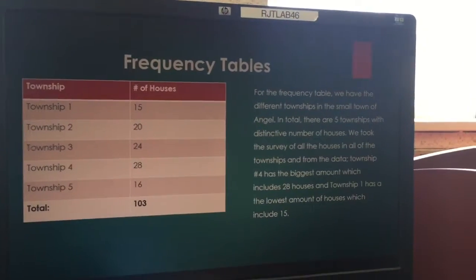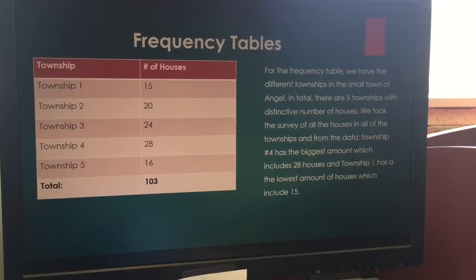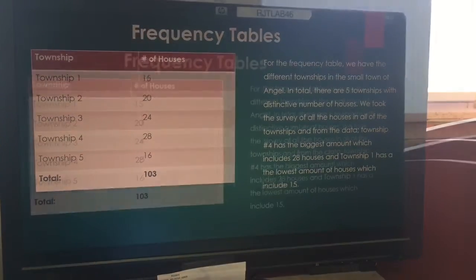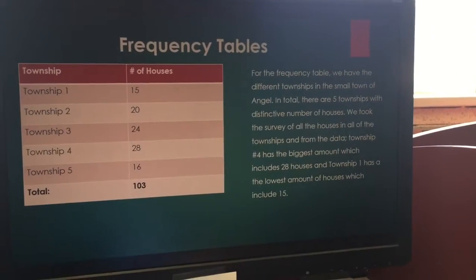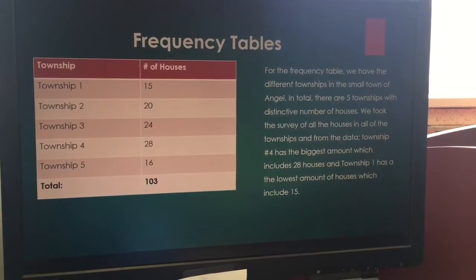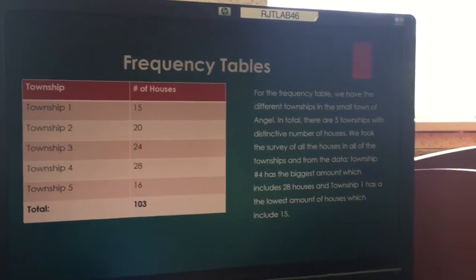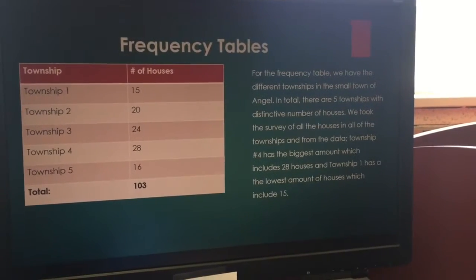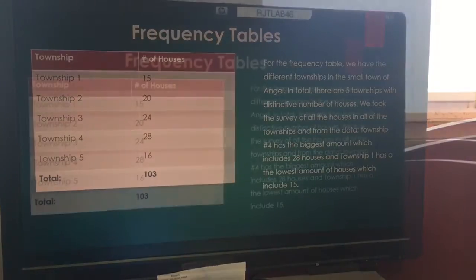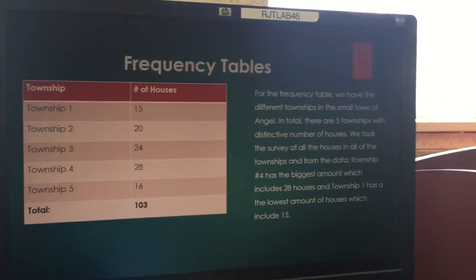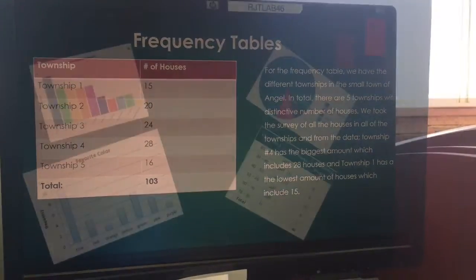So as you can see here from the basic number of townships that we have, we have Township 1, Township 2, Township 3, and so on. And for what we're looking at, we see that the biggest amount of houses for a township was Township 4, which has 28 houses. And the smallest amount of houses in a township was Township 1, which only has 15. So again, we surveyed all these houses in a small community that was given to us in the real estate data, and we separated them based on the houses in the township.